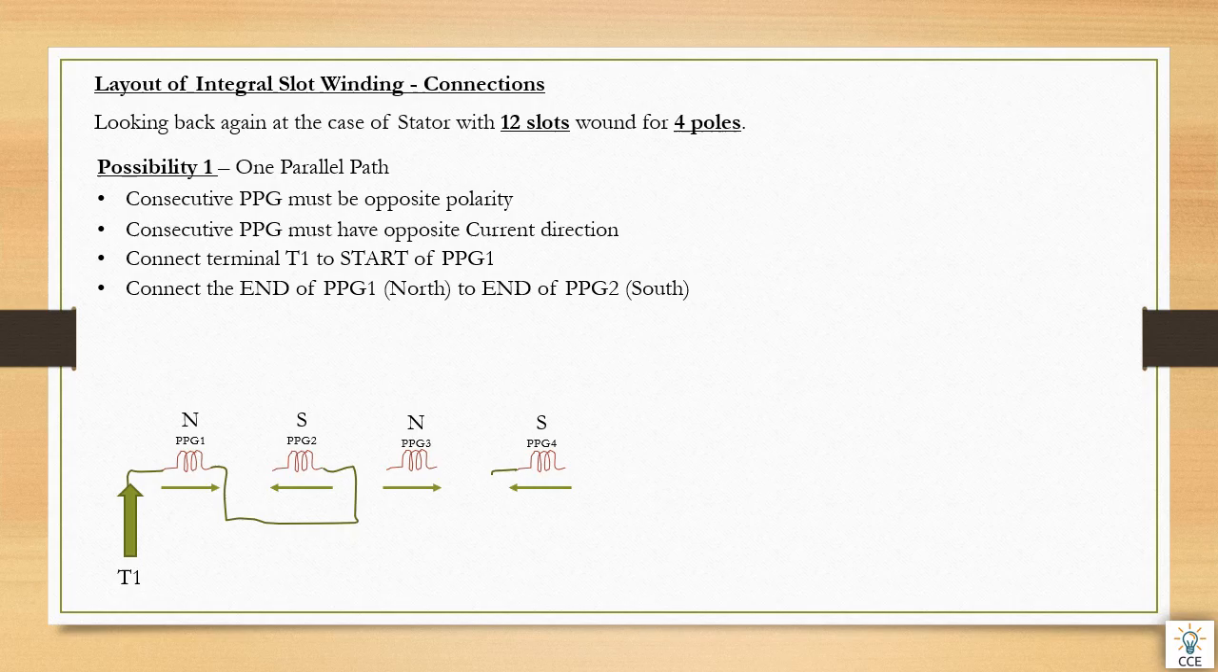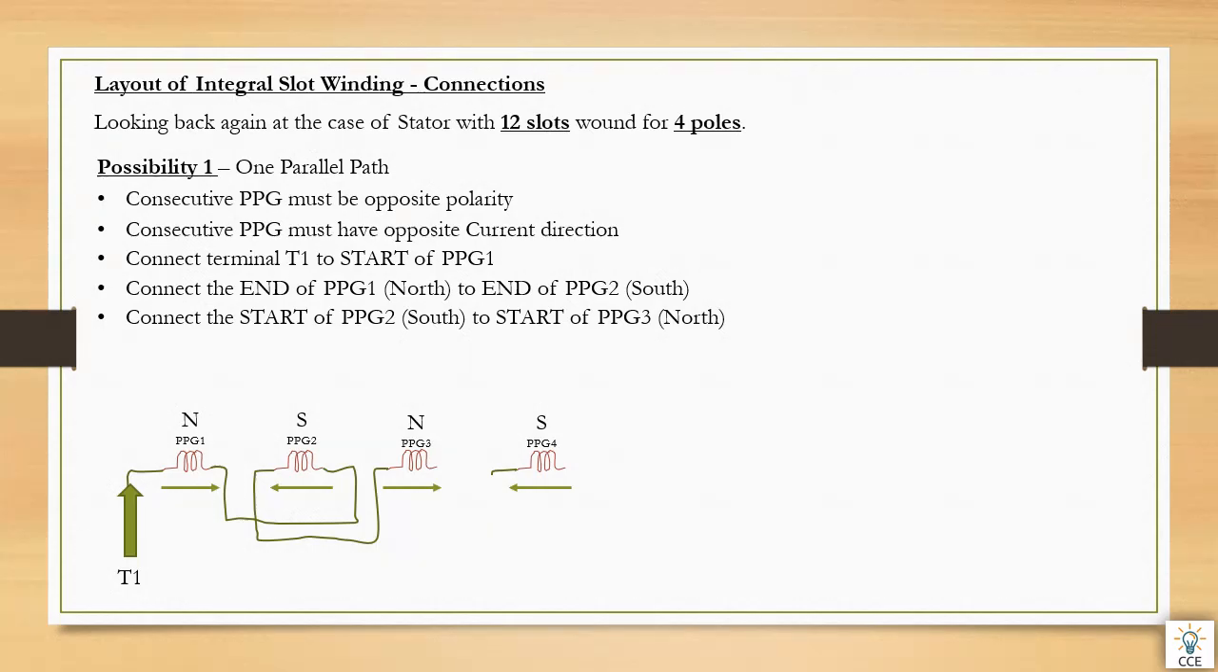Then we connect the end of the pole phase group 1 to the end of pole phase group 2. Why are we doing this? Because we need to reverse the direction of current in the pole phase group 2. So if in pole phase group 1 the current is flowing from left to right, I need to make a connection in such a way that in pole phase group 2 the current flows from right to left. Hence I am connecting the end of pole phase group 1 with the end of pole phase group 2.